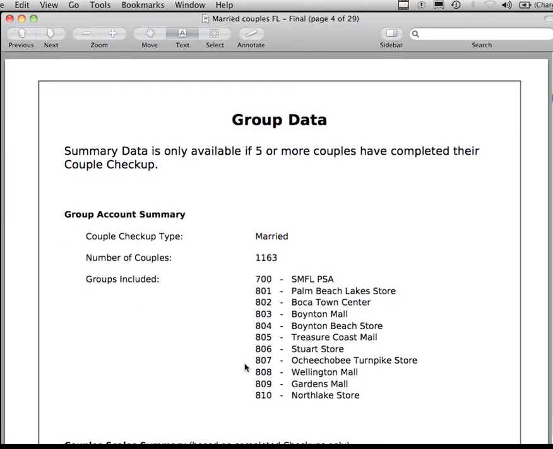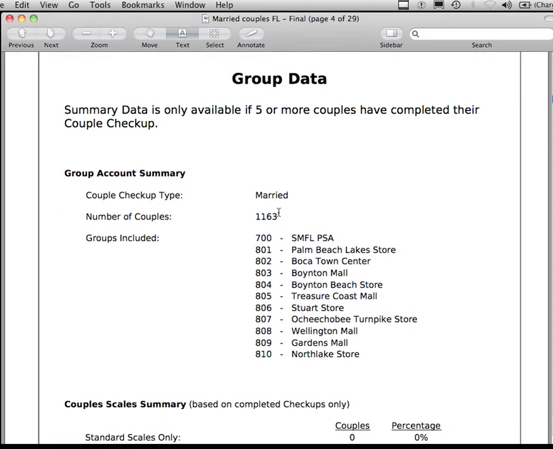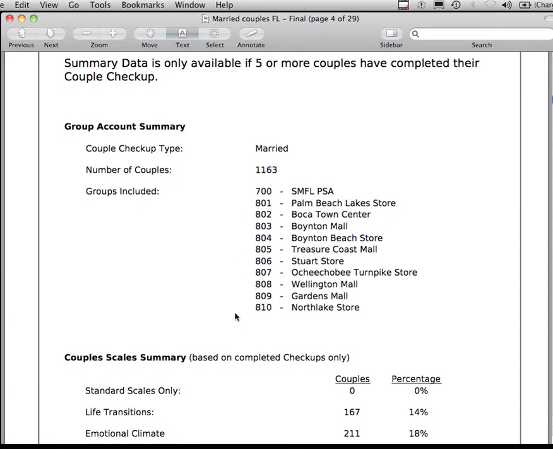This tells me about my group. Now it tells me this is a married sample, a married summary report of 1,163 couples. Now it was multiple groups. As you remember from the group leaders account tutorial, you can have multiple groups pulled into one summary report. You simply select those groups to be included in your summary at the time you're generating it.